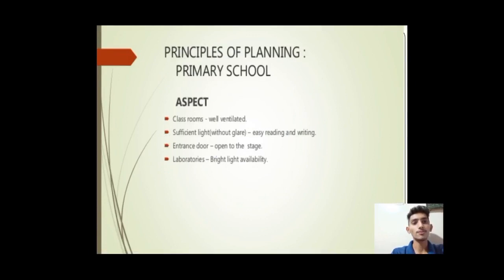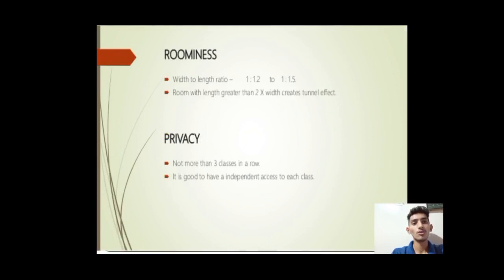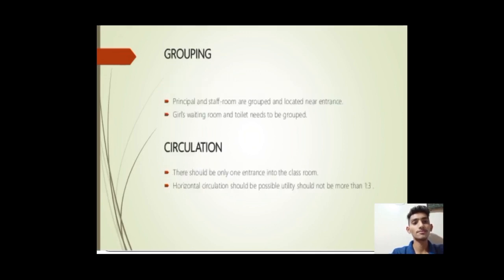Principle of planning primary school. Aspect: classrooms need sufficient light, entrance door, laboratories. Roominess: width to length ratio is 1 to 1.5. Room length greater than 2 times the width creates a tunnel effect. Privacy: not more than 3 classes in a row. It's good to have independent access to each class.